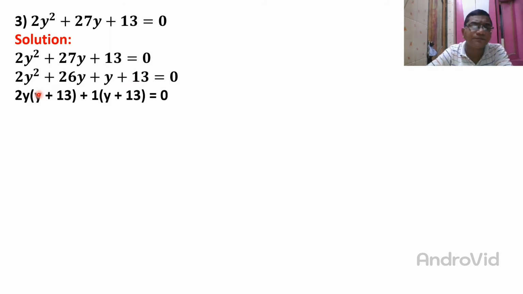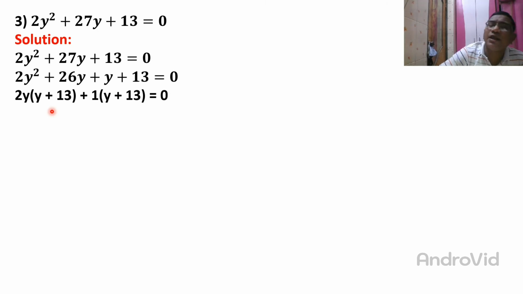See here, 2 into y, then 26y is 13 twos are 26y. So 2 is common outside the bracket, y is common outside the bracket, so 2y is common. What is uncommon? y plus 13 remains. In the second term, nothing is common, which means 1 is common, so it is outside the bracket. Uncommon is y plus 13.